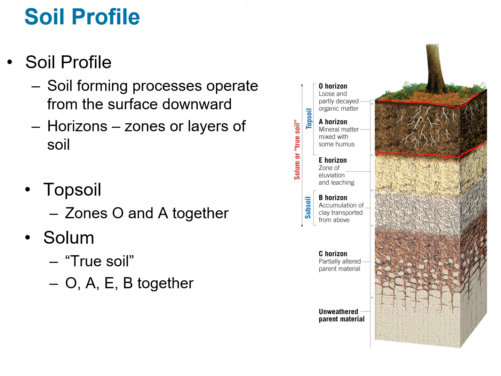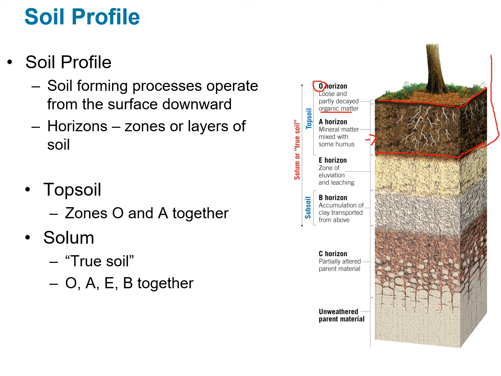The top layer is the O horizon because this is the area with a lot of partly decayed organic matter. That's how I remember it, O for organic. And then A is the layer with some organic matter, a lot of mineral matter, and this is what supports plant growth. This is the topsoil area.